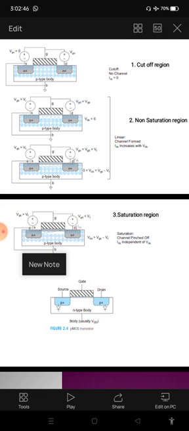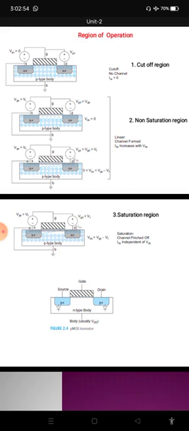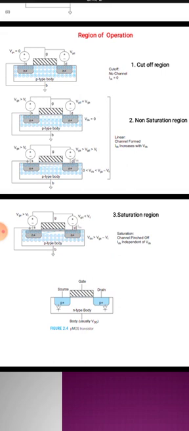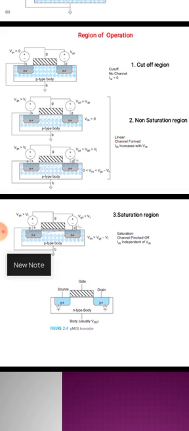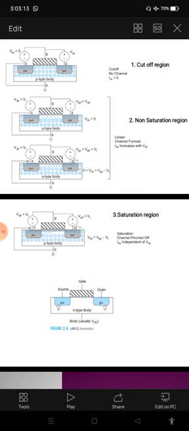So this region of operation is called the non-saturation region, also termed the linear or resistive region. And the third operating condition is when we apply a positive VDS voltage on the drain terminal with respect to the source, which is greater than or equal to VGS minus VT. At that level, the MOSFET enters into the saturation region.